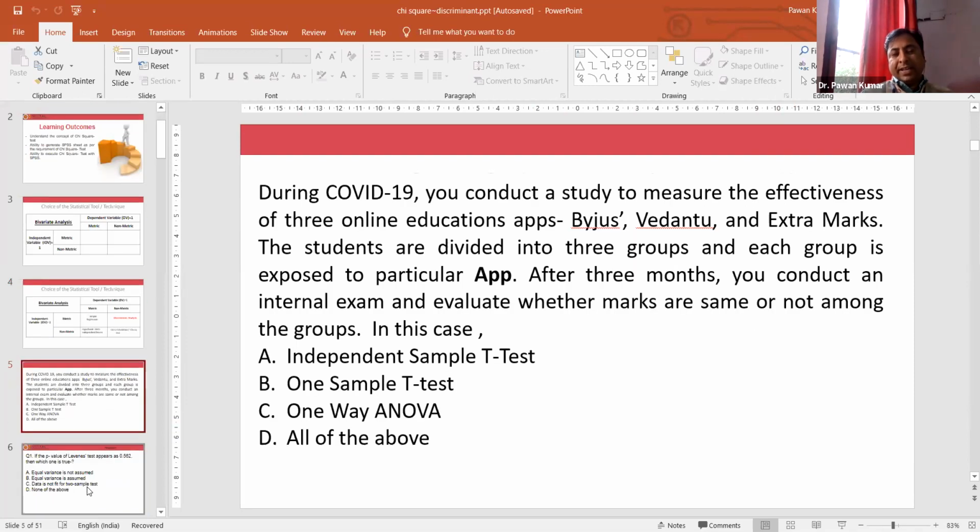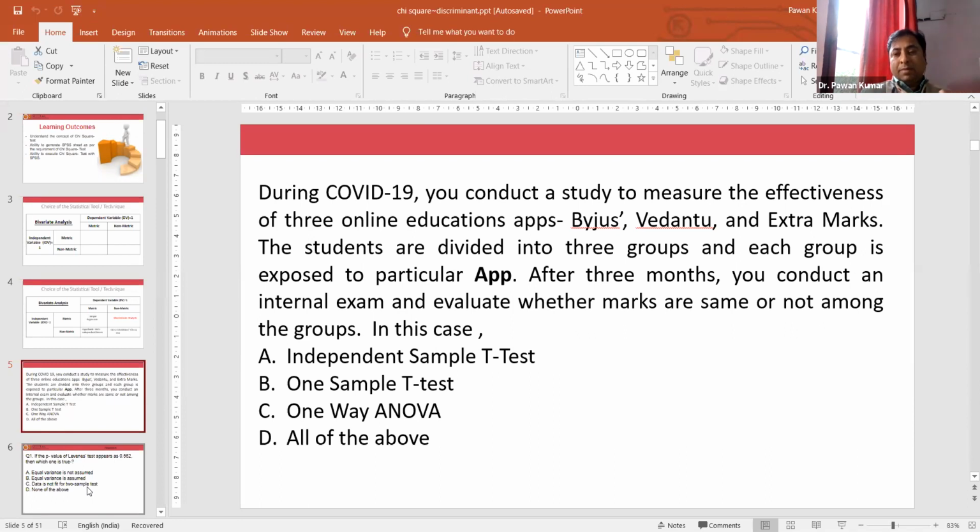So now let us take an example. I always take your test in the beginning. So again, I have created one example for you. During COVID-19, suppose Dr. Parampreet Kaur has given a project to the students. You conduct a survey, a study to measure the effect of 3 online educational apps. One is Byju's, second is Vedantu, and third is Extra Marks. You know, these are the popular apps. Your kids might be taking these services from these apps also, maybe.